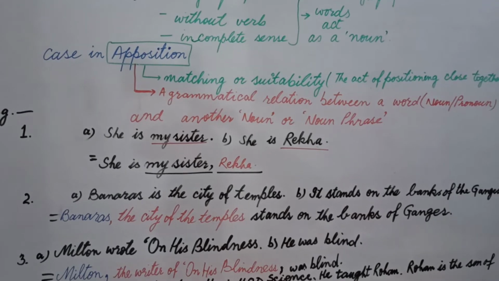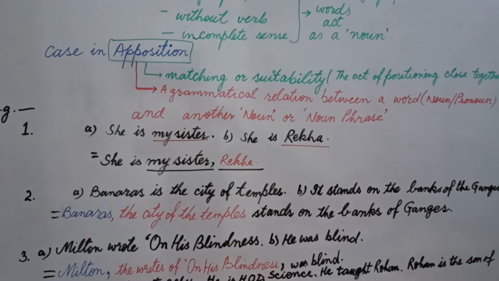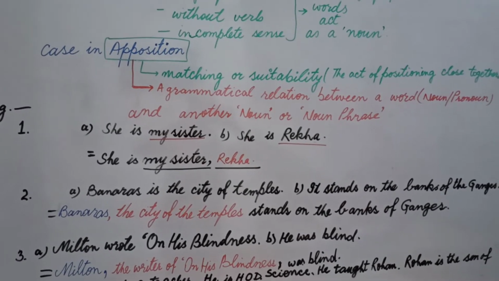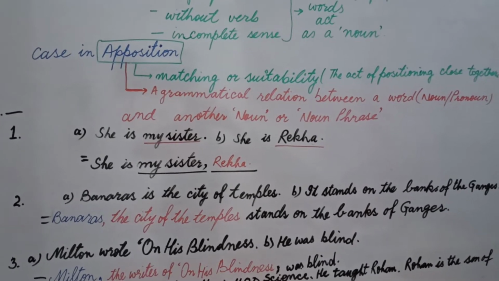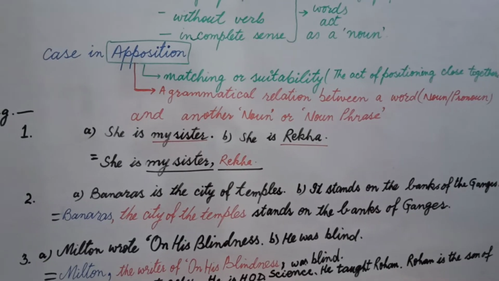Banaras is the city of temples. I mean to say Banaras and the city of temples are the same thing. That's why I break it. Banaras is the head word. I wrote the head word in blue color, and the case in apposition in red. Banaras, the city of temples, you can put comma, stands on the banks of Ganges.